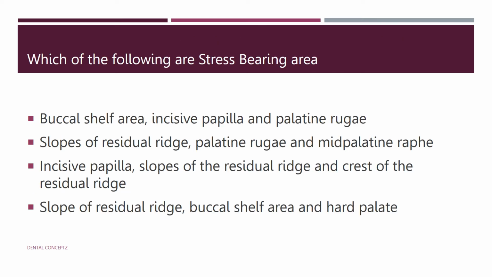The next is, which of the following are stress bearing area? So if you see the options. In the first option, buccal shelf area is the primary stress bearing area, incisive papilla is a relief area and palatine rugae is a stress bearing area. So in the first option, incisive papilla is a relief area. Next is slopes of residual ridge, palatine rugae and mid-palatine raphe. Again, the mid-palatine raphe is considered as a relief area. Next is incisive papilla, slopes of residual ridge and crest of the residual ridge. So, incisive papilla and crest of the residual ridge is a relief area.